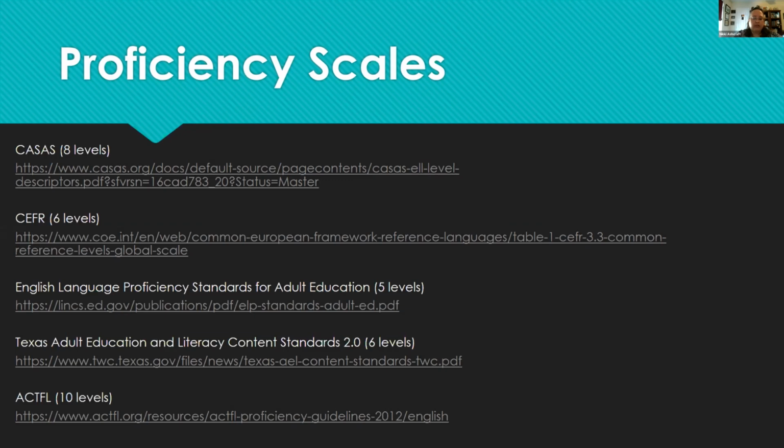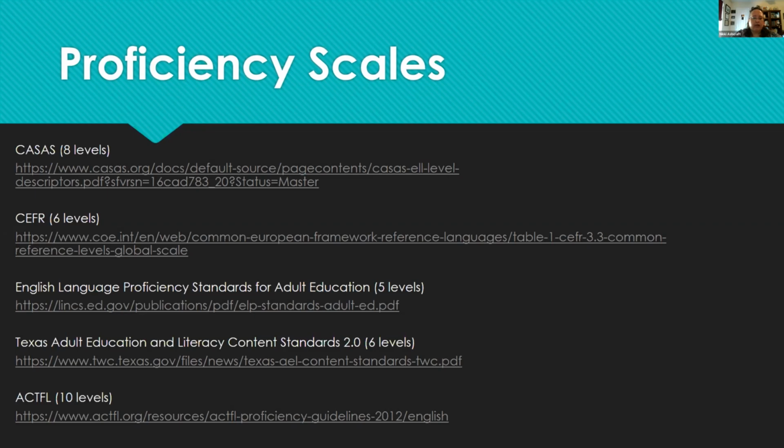And then in Texas, we have the Texas Adult Education and Literacy Content Standards, which have 6 levels of proficiency. And if you've ever taught a foreign language, you might be familiar with ACTFL, which is the American Council of Teachers of Foreign Languages. This one is very widely used for foreign language teachers, French and Spanish, etc. But they also have proficiency standards for English as well. So there are a number of different proficiency scales out there.